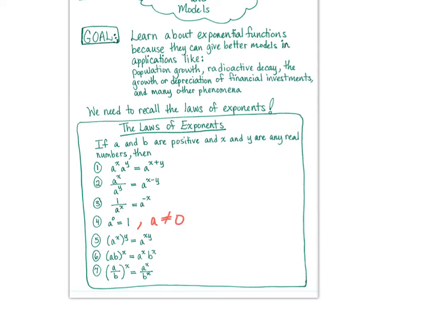Okay, and then we have a raised to the x, that raised to the y is equal to a to the xy. AB to the x is equal to a to the x times b to the x. And a divided by b to the x is equal to a to the x divided by b to the x. Okay, so those are your laws of exponents.